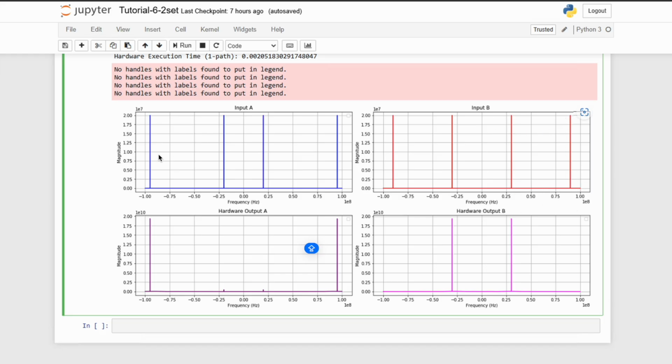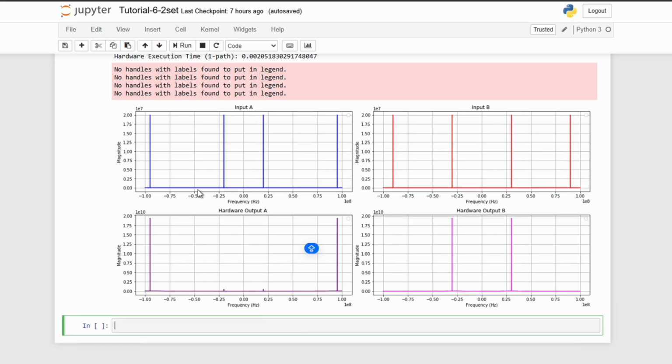Over here I have all the 4 peaks, but in case of output A, HPF or a high pass filter has been used, thus my 20 has been attenuated, while in case of output B, a low pass filter has been used and the 90 megahertz has been attenuated, while 95 in my input A and 30 megahertz in output B have been preserved.